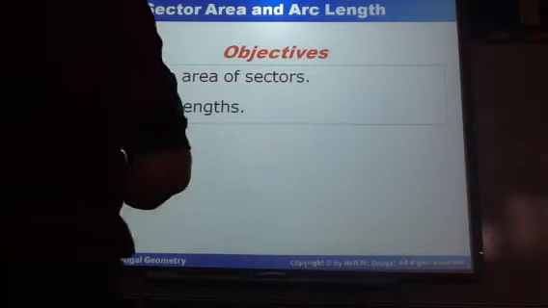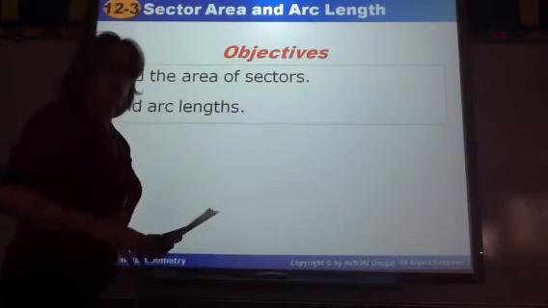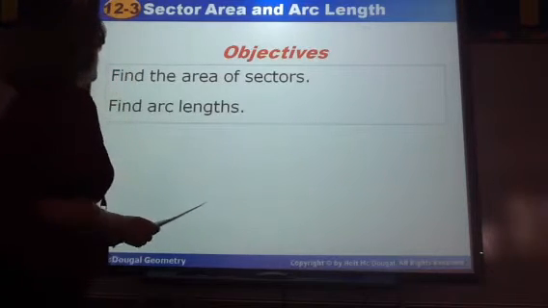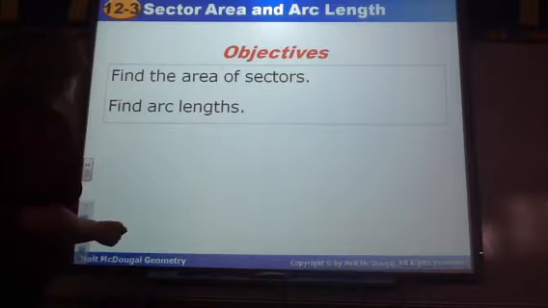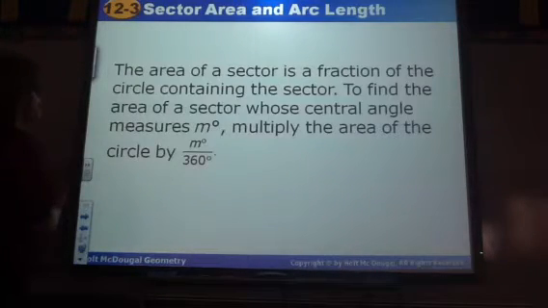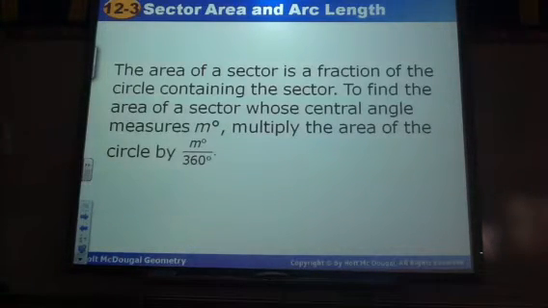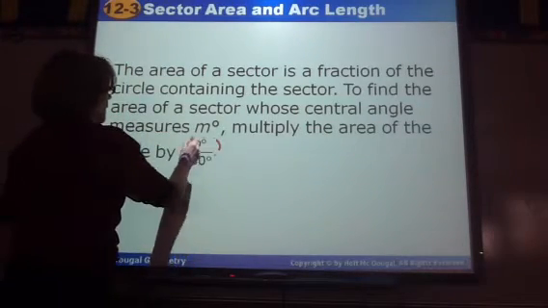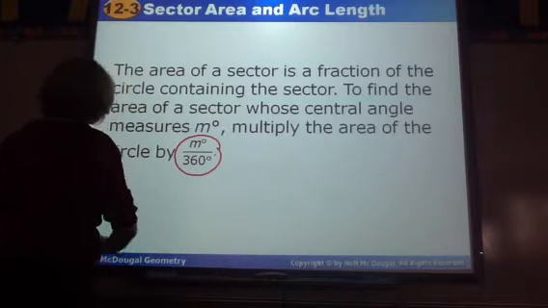Alright class, today we're going to do Unit 12, Section 3, and we're talking about sector area and arc length. Objectives are to find the area of sectors and find arc length. Okay, the area of a sector is a fraction of the circle containing the sector. To find the area of a sector whose central angle measure is m degrees, multiply the area of the circle by m degrees divided by 360.